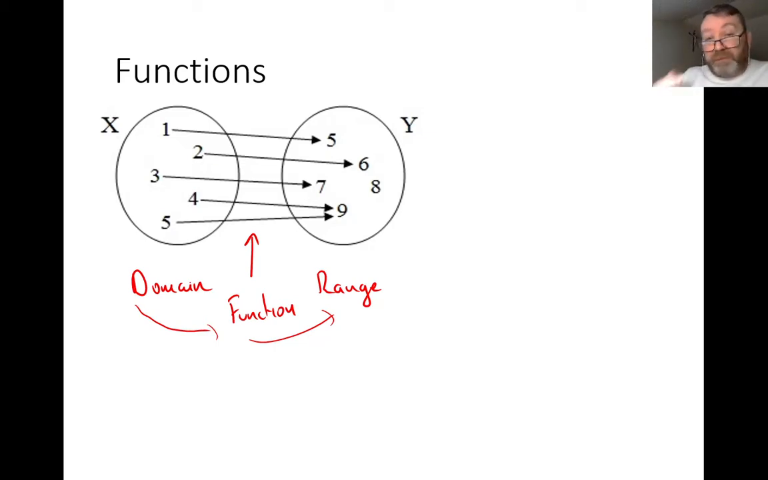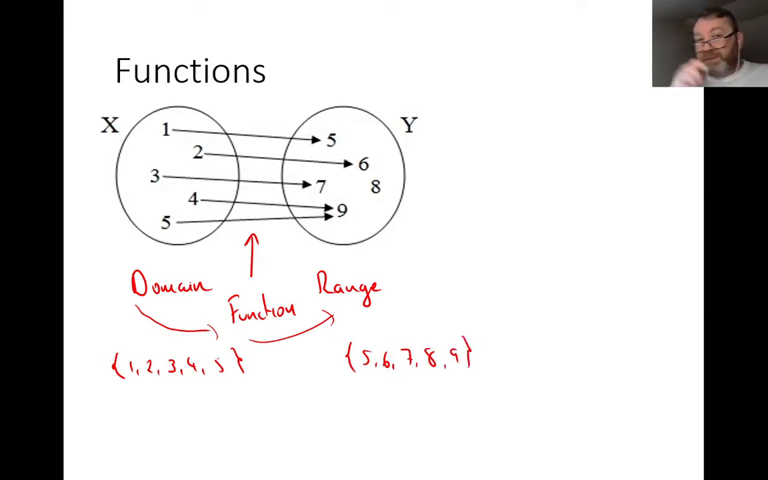And in this case here, if I was to ask you, what are your set of domain values? Well, have a look. In this case, your domain values, curly brackets, 1, 2, 3, 4, and 5. What are your range values? Well, your range values are 5, 6, 7, 8, and 9. Now think about that for a moment. Look at 8. Not part of my range because it wasn't selected. So therefore 5, 6, 7, 9, the numbers to which the arrows actually go to, they are my range.